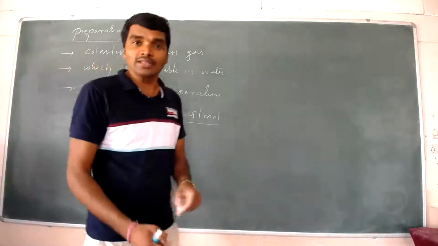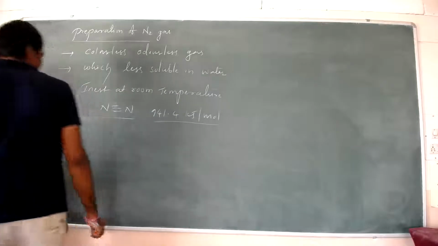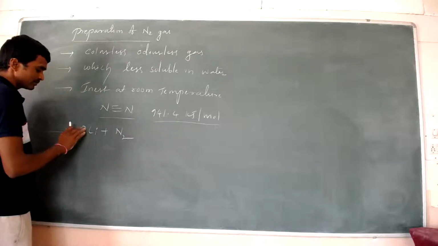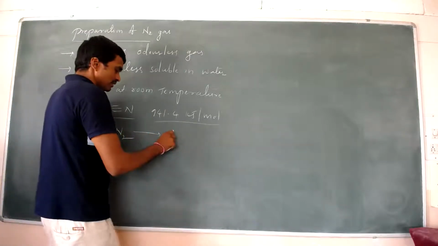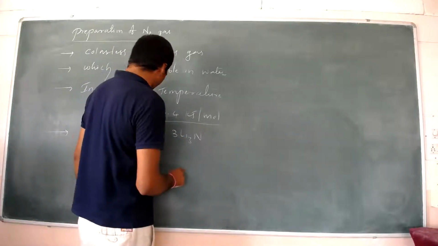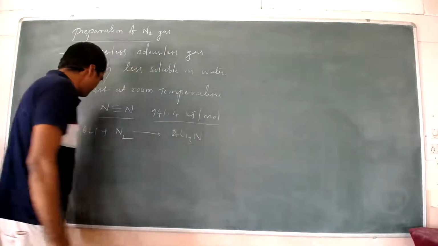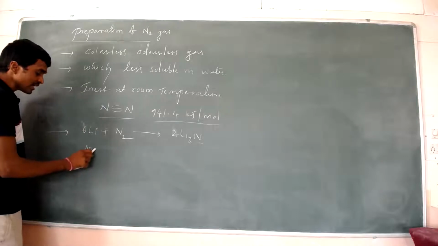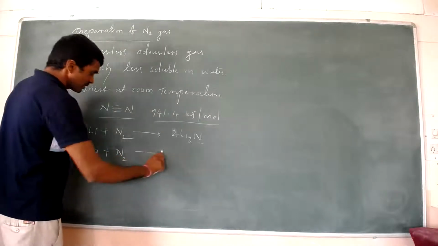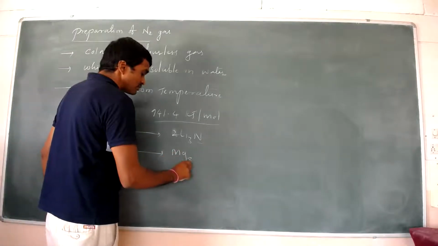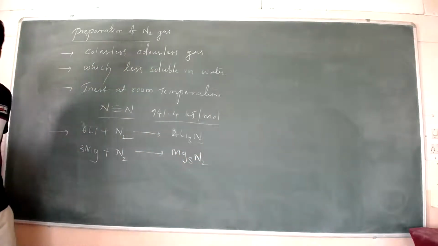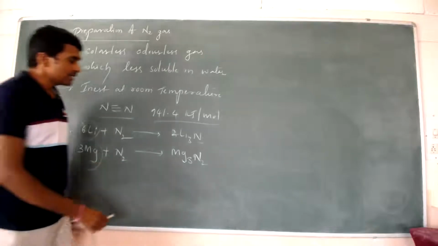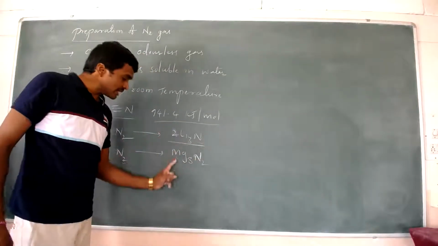But it reacts with highly reactive elements like lithium: 6 moles of Li plus N2 gives 2 Li3N. It also reacts with magnesium: Mg plus N2 gives Mg3N2. Why? Because these are highly reactive metals. These highly reactive metals react with dinitrogen to form lithium nitride as well as magnesium nitride.